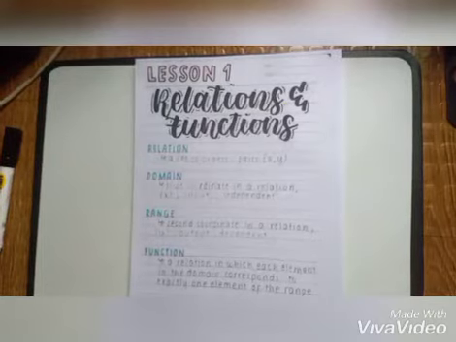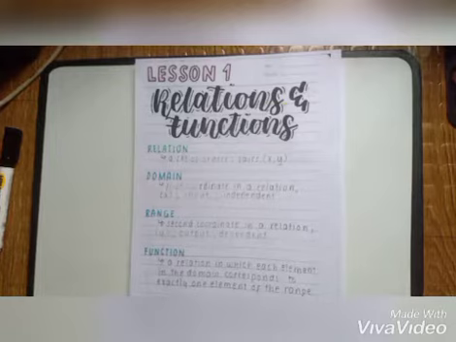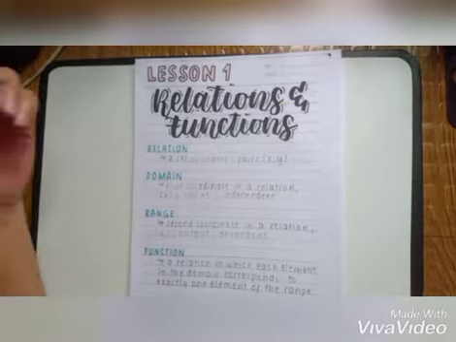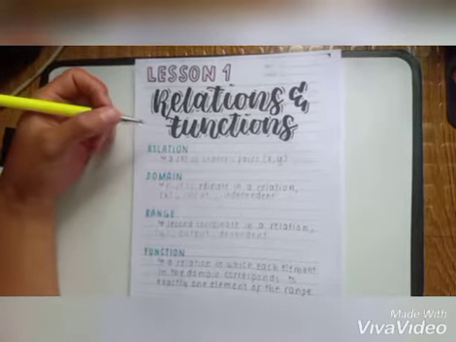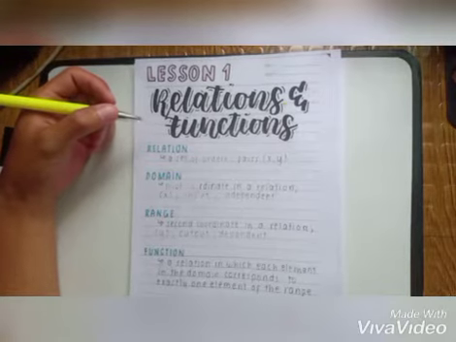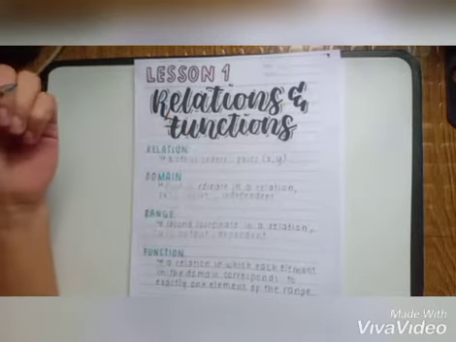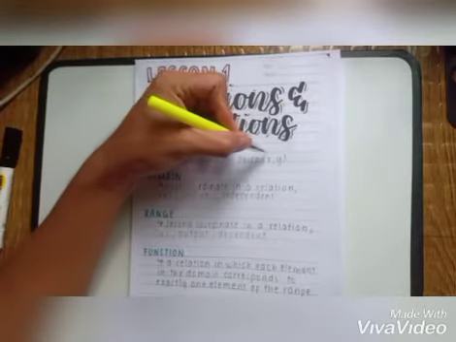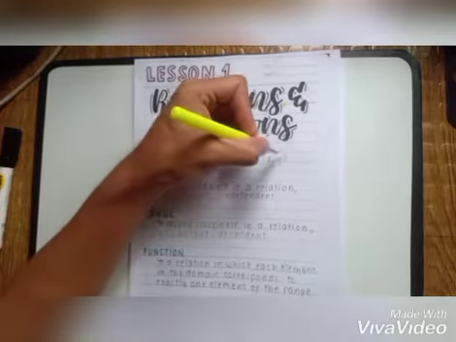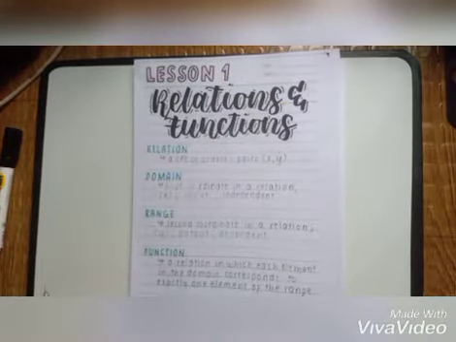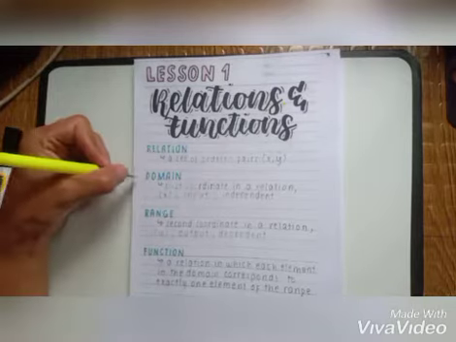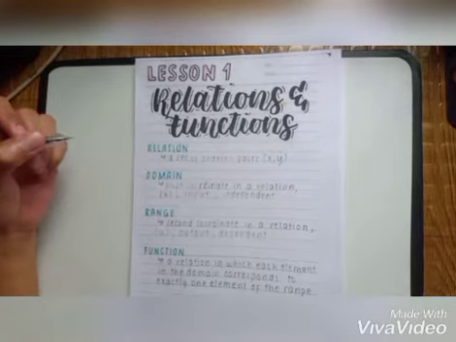Our lesson is on relation and functions. So when you say relation, it is the set of ordered pairs xy. I'll repeat, set of ordered pairs xy. When you say ordered, x should always be the first and y should always be the second. Ordered pair xy, wherein domain is the first coordinate in a relation.